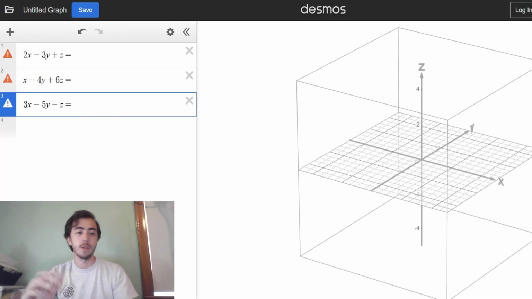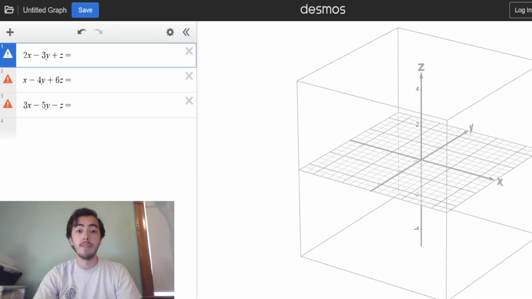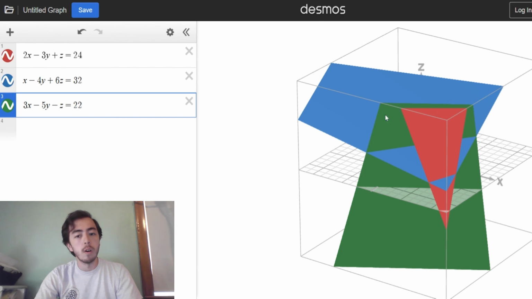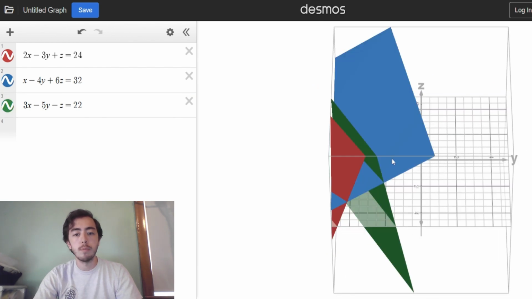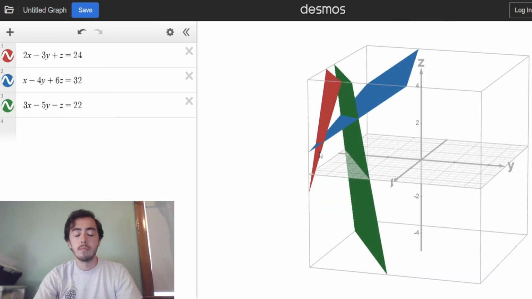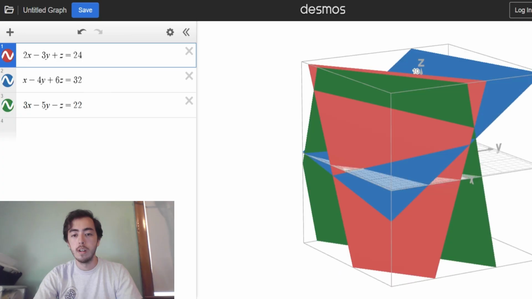desmos.com/3D. You do need to go to a slightly different URL than the usual desmos.com/calculator. And here are our 3 different equations. Let me punch in the final step, or the final numbers rather. We got 24, a 32, and a... Oh, these are planes. Huh. Oh well. I really thought they were lines, but I guess I was wrong.